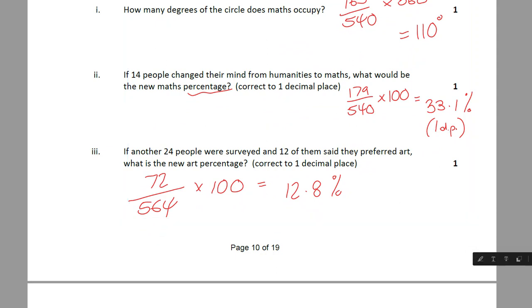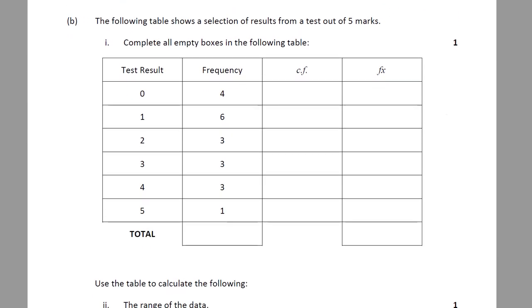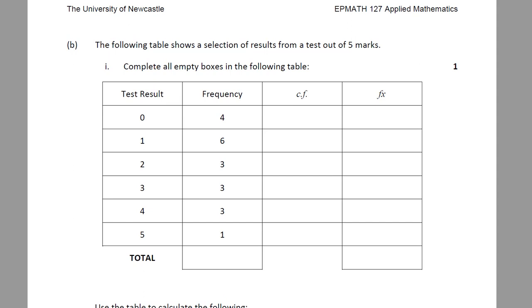12.8%. All right, fantastic. The following table shows a selection of results from a test out of 5 marks. I like to get my head around the results to make sure that I'm aware of what the table means. The test is out of 5 marks. So a score of 0 happened 4 times, 1 happened 6 times, 2 happened 3 times, 3 happened 3 times, 4 3 times, and 1 person got 5 out of 5.